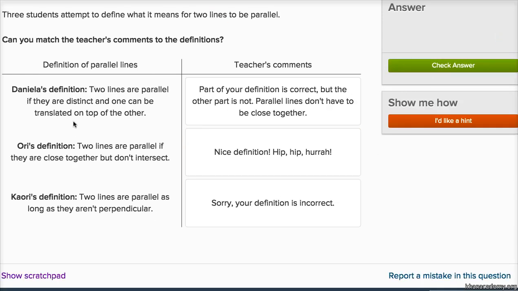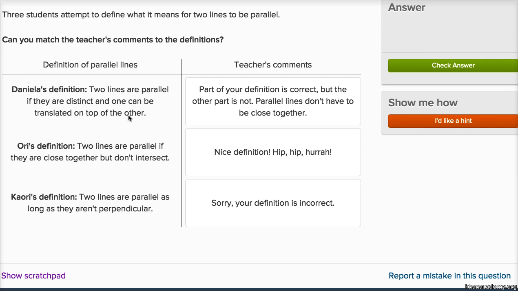Let's do another one. So 3 students are now attempting to define what it means for 2 lines to be parallel. So now let's match the teacher's comments. So Daniela says 2 lines are parallel if they are distinct and one can be translated on top of the other. All right. So that actually seems pretty interesting. That's actually not the first way that I would have defined parallel lines.